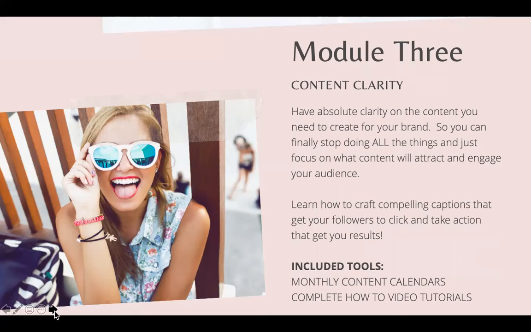Module 3 is content clarity. You're going to get absolute clarity on the content you need to create for your brand, so you can finally stop doing all the things and just focus on what content will attract and engage your audience. And part of that is learning how to craft those compelling captions that get your followers to click, take action, and actually get you results. Now, the included tools here are your monthly content calendars and complete how-to tutorials to create the content inside of the Facebook and Instagram platforms.